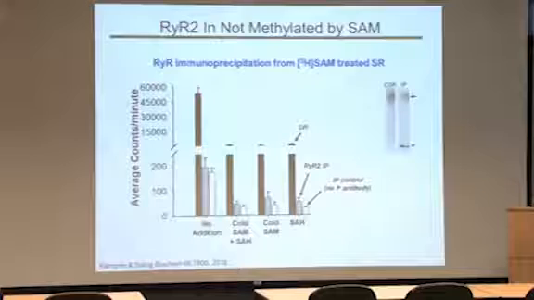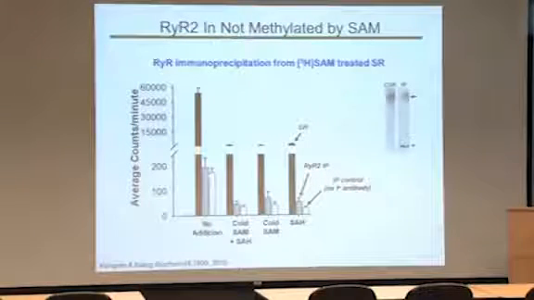My student Angela Camphor did this work as part of her dissertation. And through a number of ways, including inhibiting methyltransferases, or incubating ryanodine receptors with hot SAM, where you would transfer the radiolabeled methyl group to whatever the target is, she would see that she got lots of radioactivity incorporated into sarcoplasmic reticulum, but when she immunoprecipitated the ryanodine receptor, she got very few counts of radioactivity.